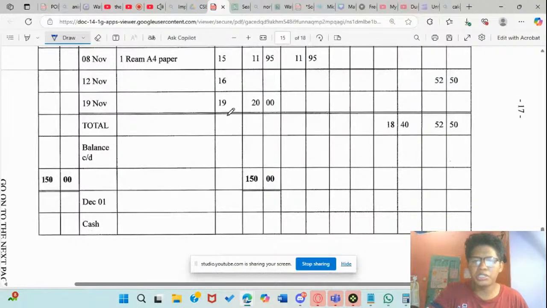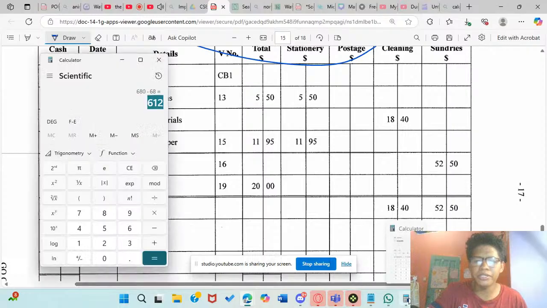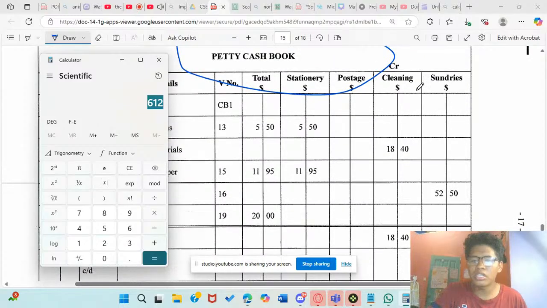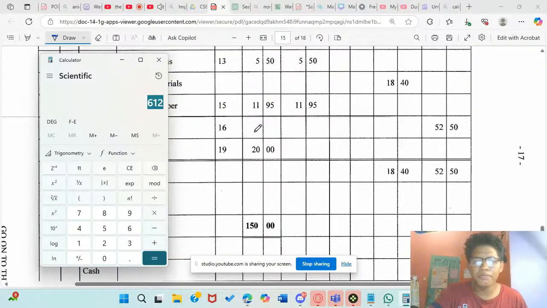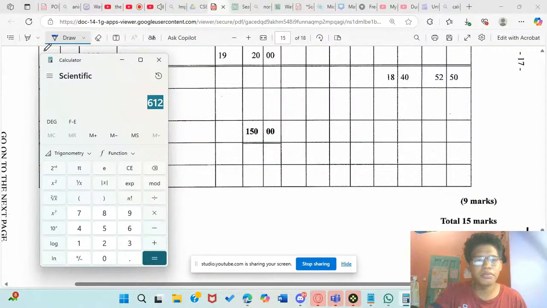Let's pull up the calculators. They want us to balance it, so we'll do that. Over here is already balanced, and this is an example of the imprest system. So let's just put in the information.